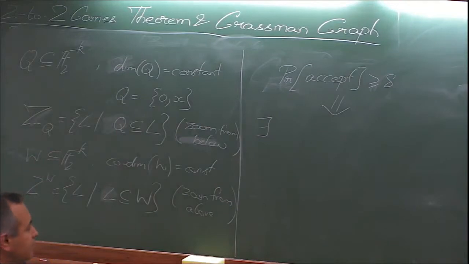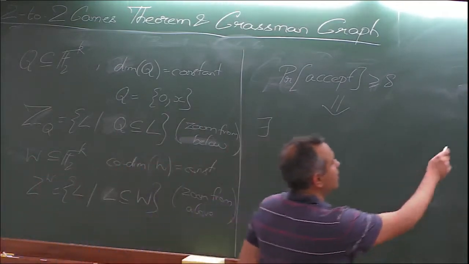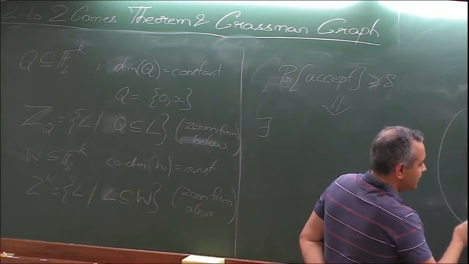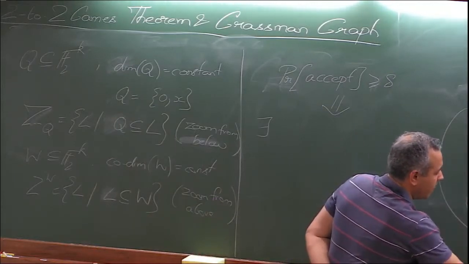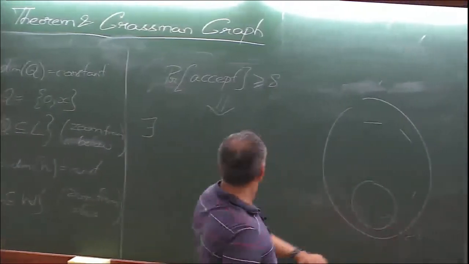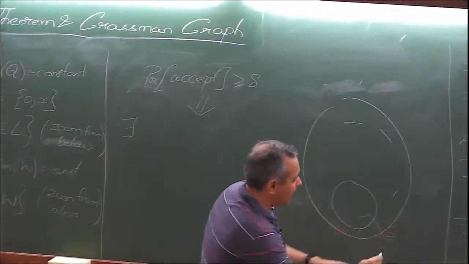Most edges, if you're doing the Grassman test, so the Grassman test is on this graph, you're picking a random edge and testing it. So there is this part ZQ, in which most edges are not going outside. And ZQ is a really, really small part of the graph.